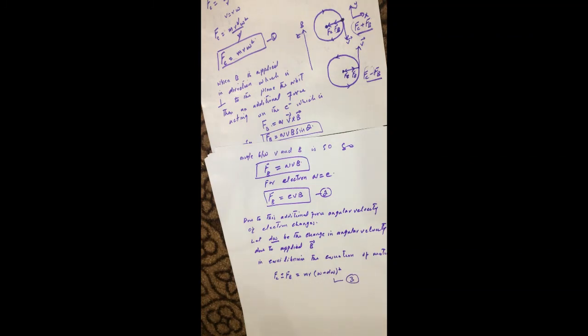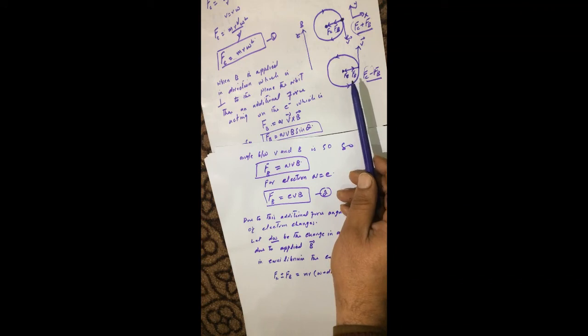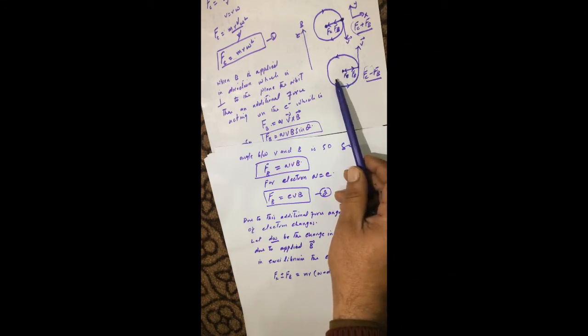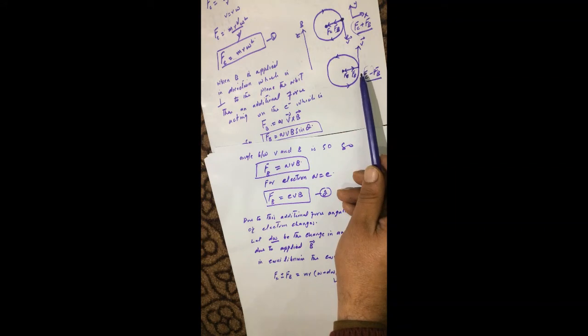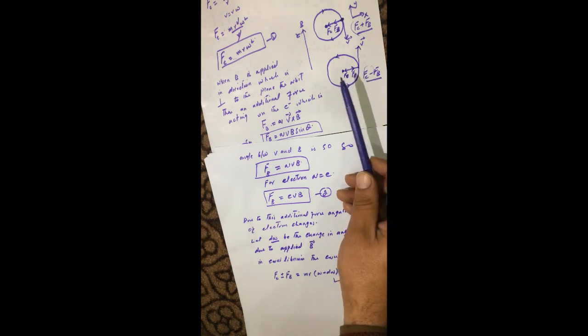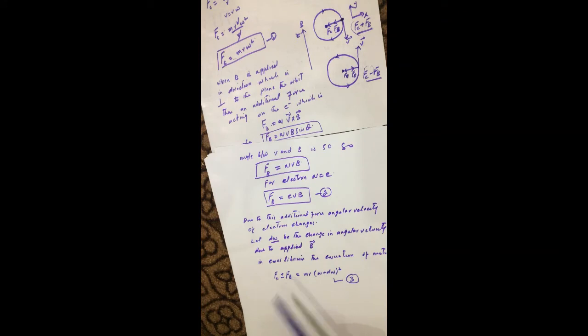Now here the positive and negative sign comes from the fact that in case of clockwise motion, both centripetal force and magnetic force are toward the center. So the resultant force is F_c plus F_B. While in case of anti-clockwise motion, the centripetal force and magnetic force are opposite in direction. Centripetal force is toward the center and magnetic force is away from the center. So the net force is F_c minus F_B. So this is the idea behind this plus and minus sign.